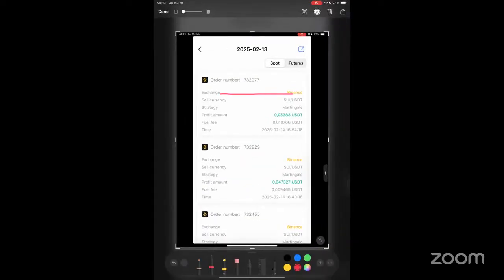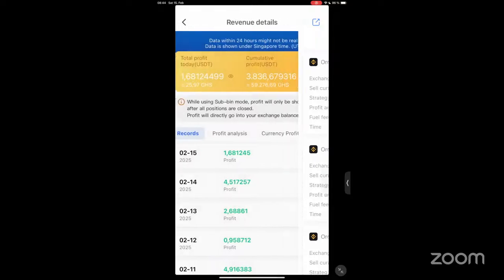If you can read, you'll be able to understand. Profit amount, fuel fee, time. You'll be able to know that this is this. Ah, okay, I get it now. You don't even need explanation. So you tap on this forward button to forward this page if you feel like sharing it with someone.